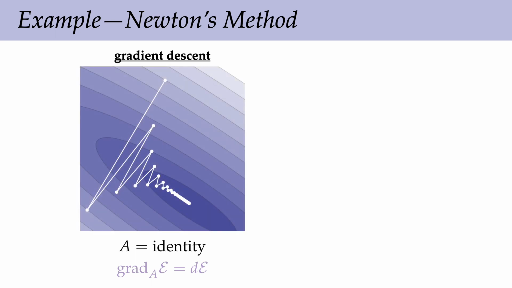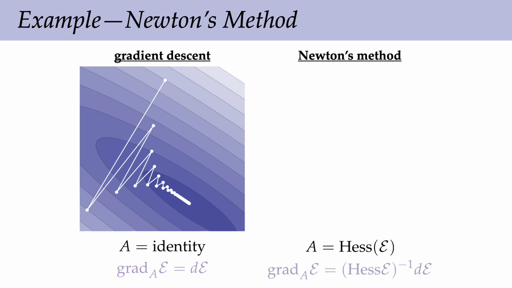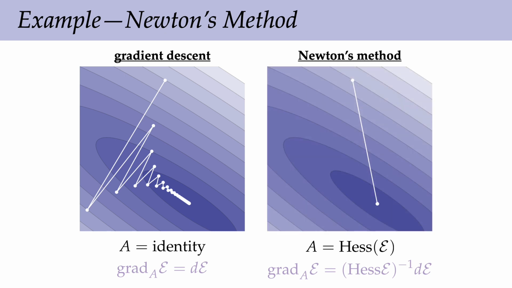So if I apply ordinary gradient descent, where the inner product is the identity and the gradient is just the differential, then I might end up zigzagging back and forth across a long, narrow valley in my energy landscape, because the steepest direction with respect to the standard inner product does not necessarily point directly to the minimizer. Newton's method, on the other hand, replaces the identity with the Hessian, resulting in a preconditioned gradient that, at least for this problem, takes us straight down to the bottom.